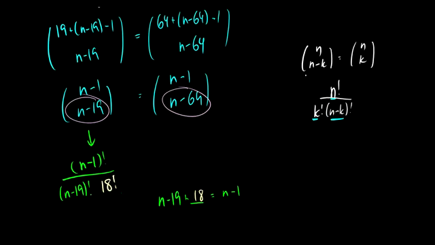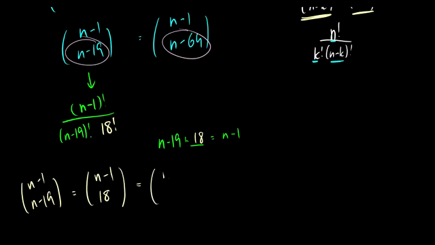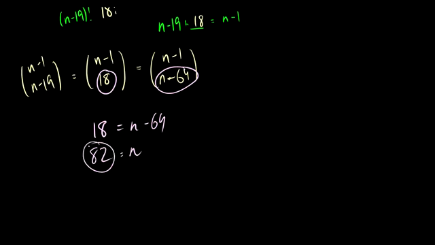And because we know that n choose n minus k is the same as n choose k, this n minus 1 choose n minus 19 is going to be the same thing as n minus 1 choose 18. And this is equal to n minus 1 choose n minus 64. So now we just have to see for which number this is true, where 18 is equal to n minus 64. So we can solve this: 18 is equal to n minus 64, so n is going to be equal to 82. So that is when both of these have the same solution.